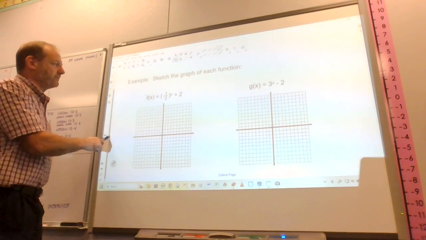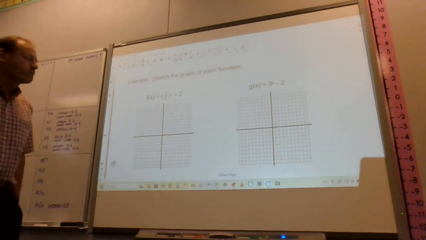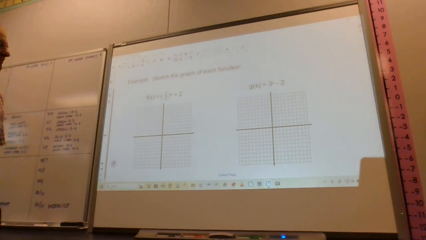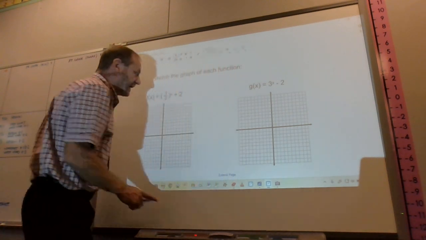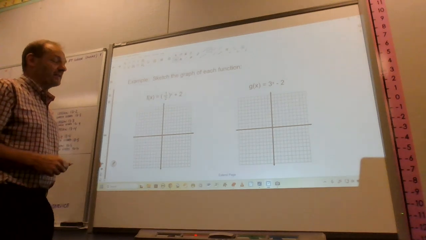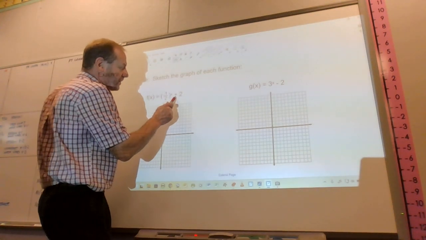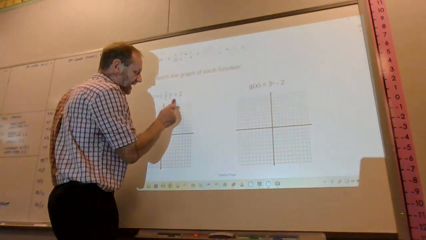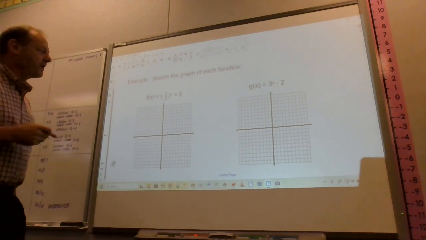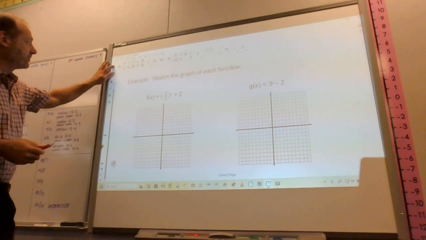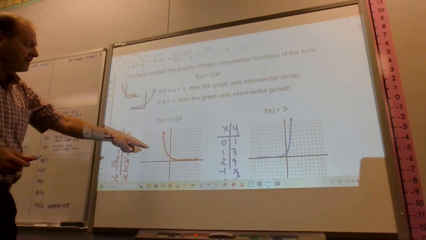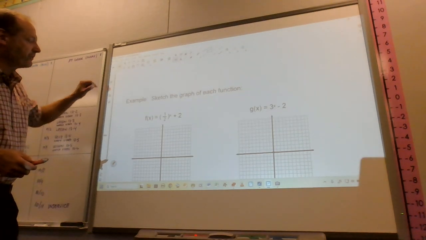So, sketch the graph of each function. Okay, f of x is 1/2 to the x power plus 2. This is going to be exponential decay. It's going to look just like the last one did, except that we're adding on to the end of the function here. So that's going to move the function up. Okay, so it's going to look just like this graph right here, except it's going to be moved up 2.